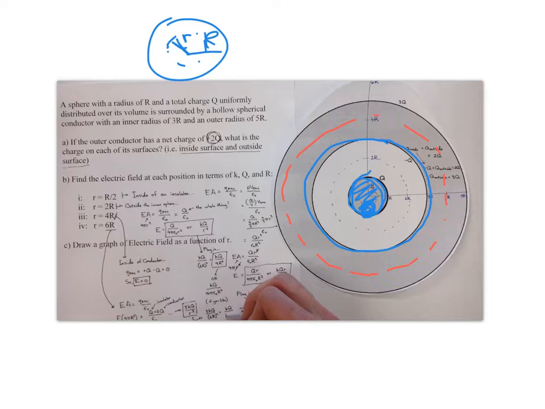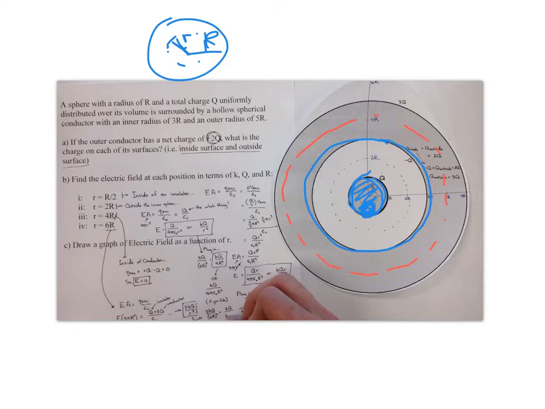Now, what you can see from the work here is, when we go out to a distance of 6r, that's outside of both objects. So when I do my Q enclosed, you can see I'm being very careful to include both the insulator and the conductor, right? They're both inside of that circle that I drew. And therefore my Q enclosed is going to be a grand total of 3Q.